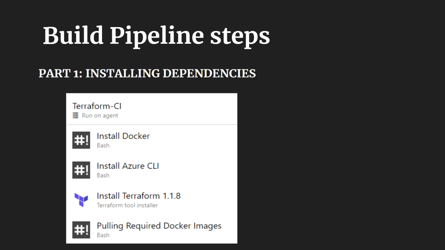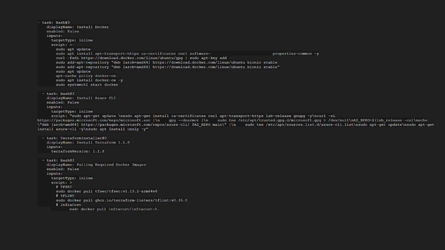Okay. Now we are going to start our CI pipeline. I am hoping that what we have discussed previously is clear to you. Then we start with part 1. We will install the dependencies. We have already discussed them: we are going to install the Docker CLI, install Terraform, and pull the required Docker images, whatever you think should be present.